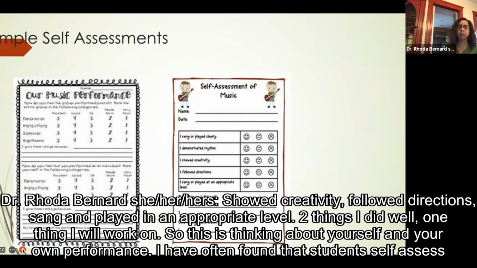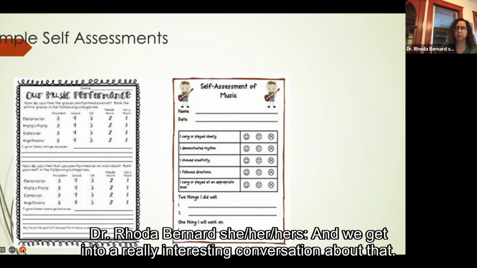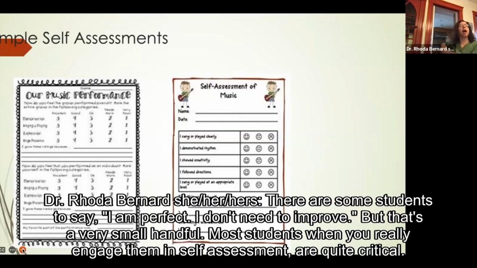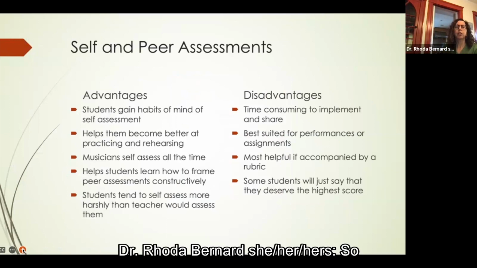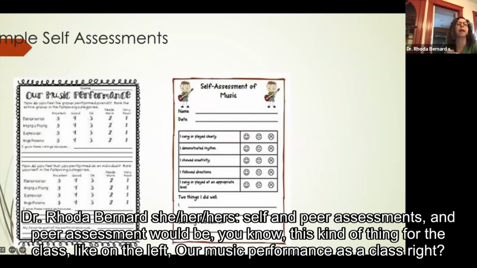I have often found that students self-assess more harshly than I assess them. And we get into a really interesting conversation about that. There are some students who say, I am perfect. I don't need to improve, but that's a very small handful. Most students, when you really engage them in self-assessment, are quite critical. So self and peer assessments, and the peer assessment would be, you know, this kind of thing for the class, like on the left, our music performance as a class, right?